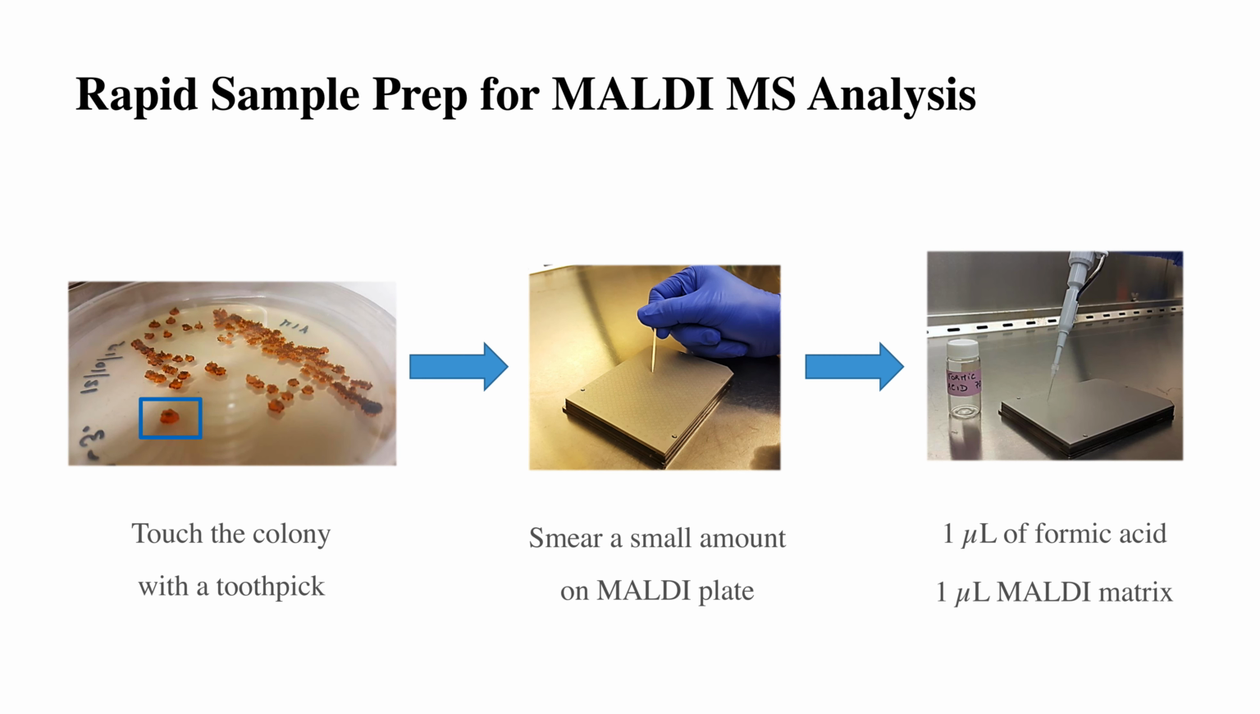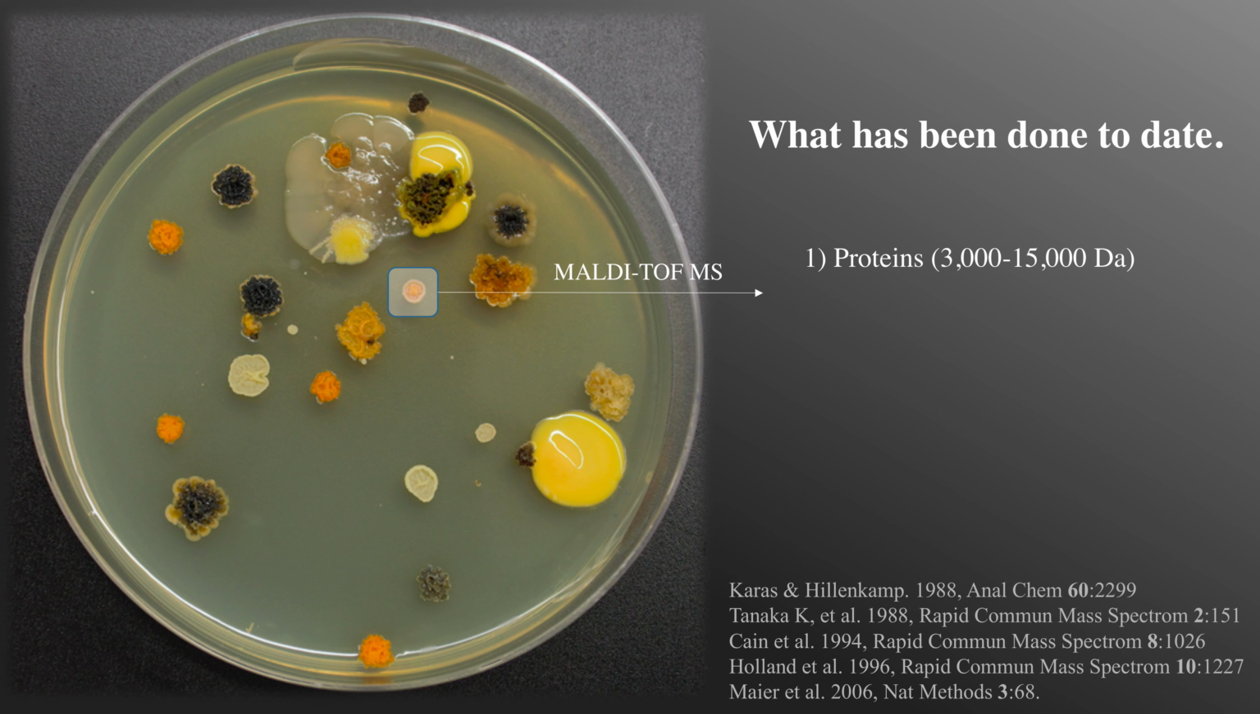Now, the sample preparation for this is very easy. You have a sterile toothpick, you get some cellular material by stabbing the colony, you smear a small amount of those cells onto a steel MALDI target plate, and then you add a microliter of formic acid and a microliter of matrix, and you're ready to run your analysis.